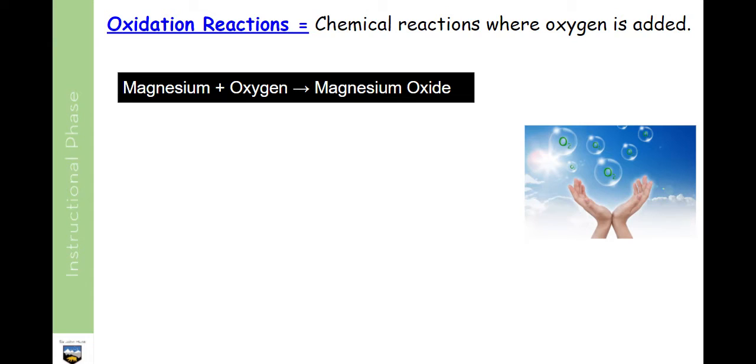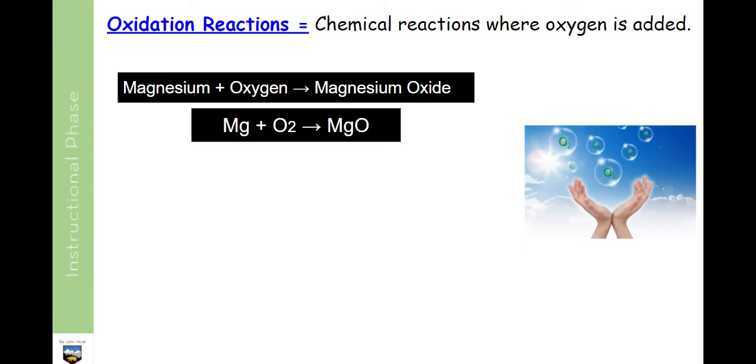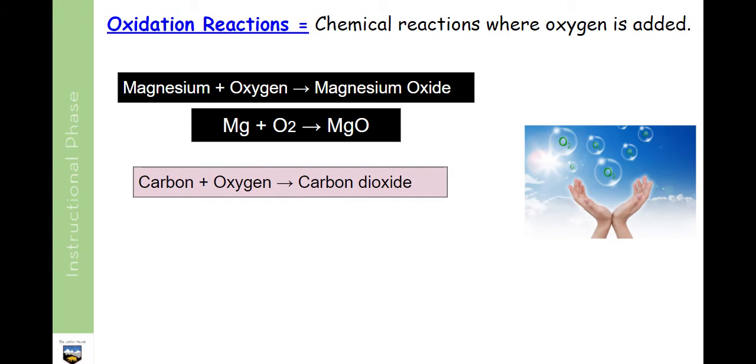Now, we can convert this into a symbol equation. Mg for magnesium, that's a capital M, lowercase g, plus O2 for oxygen gas. Oxygen on the periodic table is just O. However, in the form of a gas, there's two atoms joined together. We say it's diatomic, two atoms joined together in a molecule. And it makes magnesium oxide, MgO.